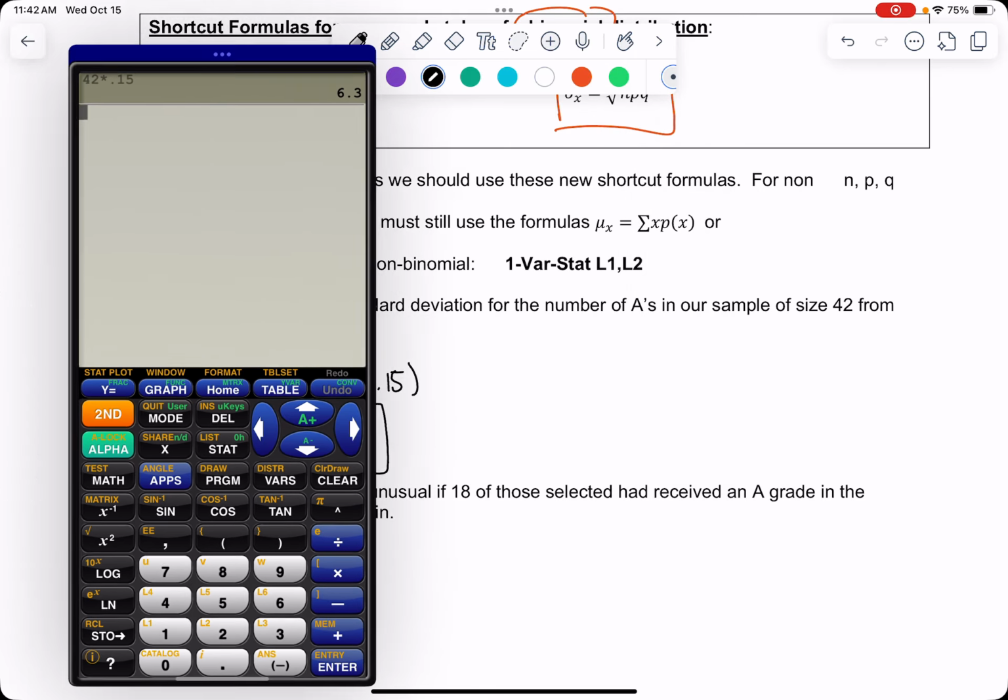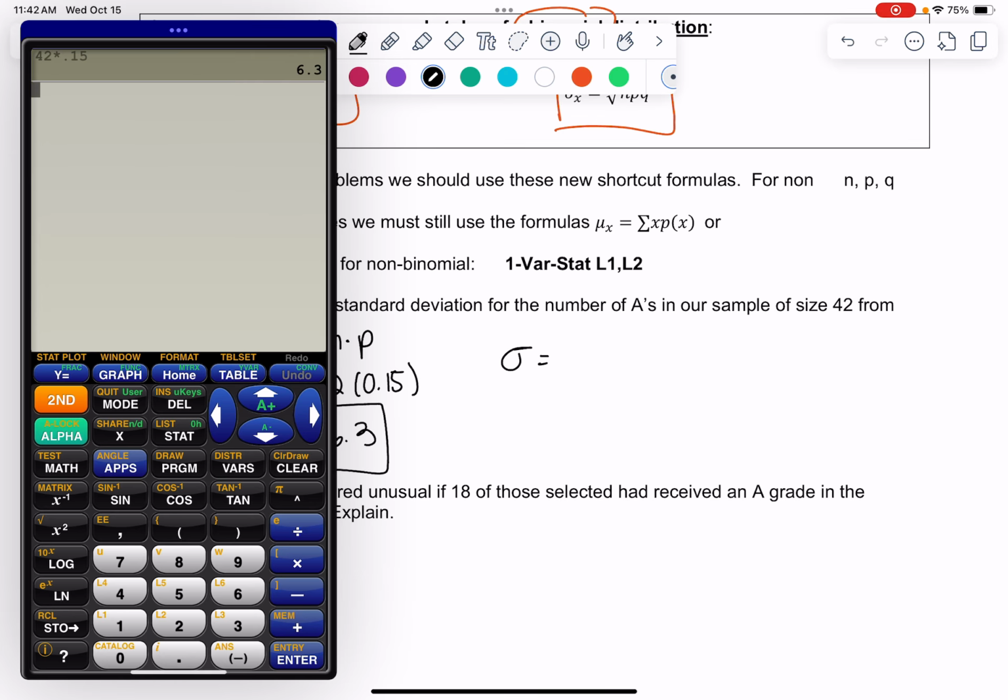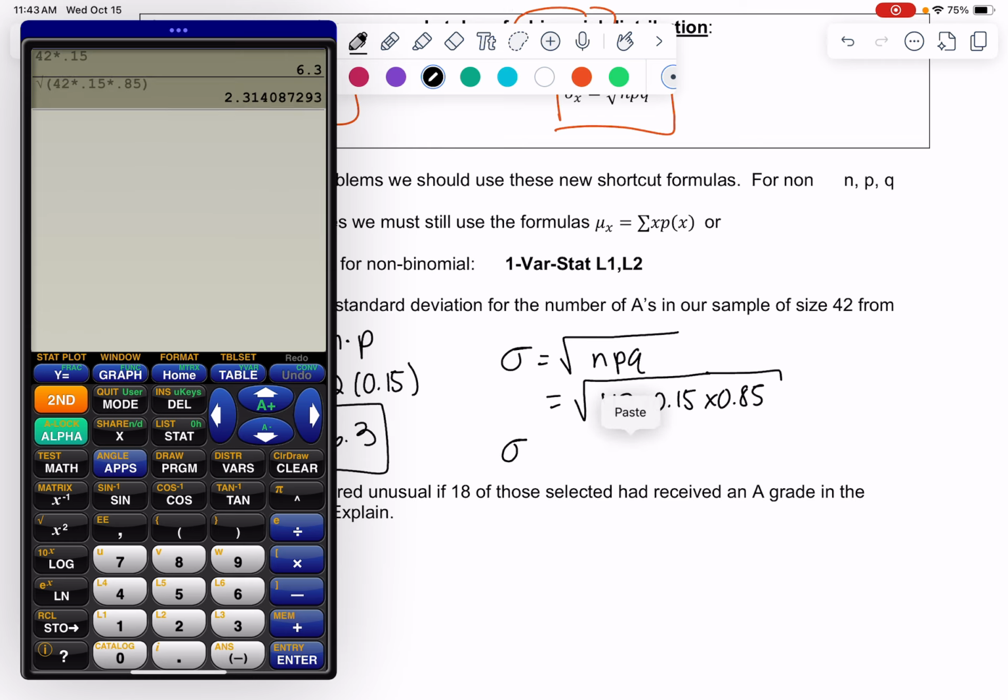Standard deviation, we also just plug into the formula above. So we get 42 is n, 0.15, and 0.85. These are special shortcuts that only work for binomial. So hit the square root button and then just type everything in the square root. Make sure all the numbers are inside the square root. And you should get a standard deviation. Little x just says, hey, x is my variable. 2.314, and I'm going to go to 1 for the 8. Remember, I like 5 digits.